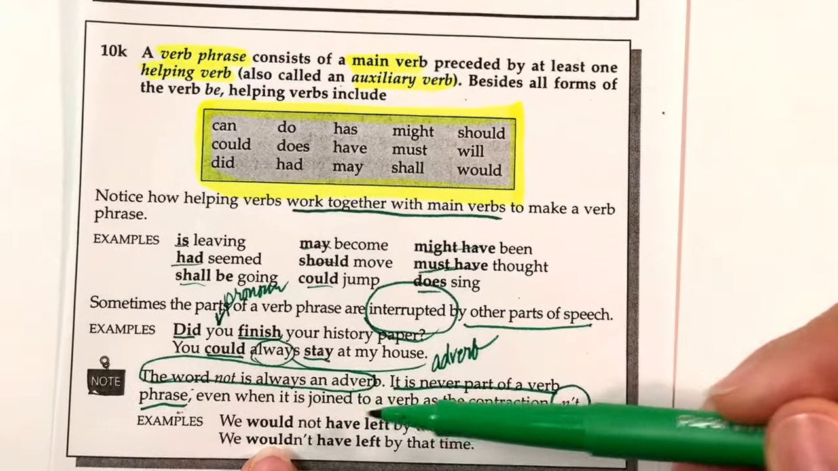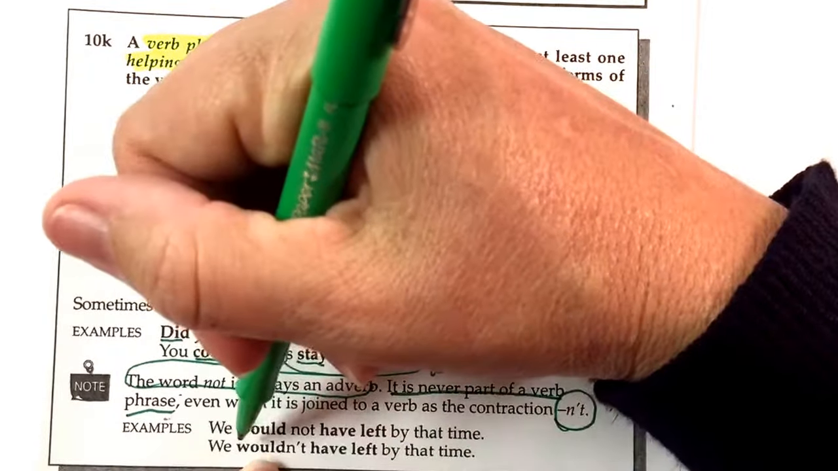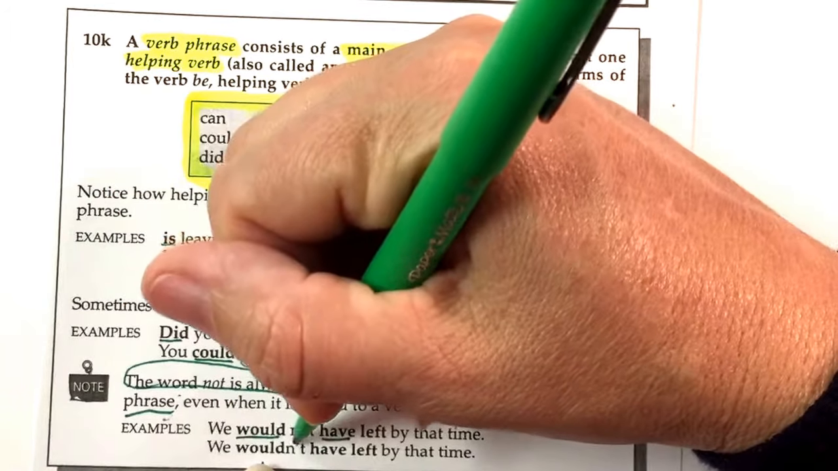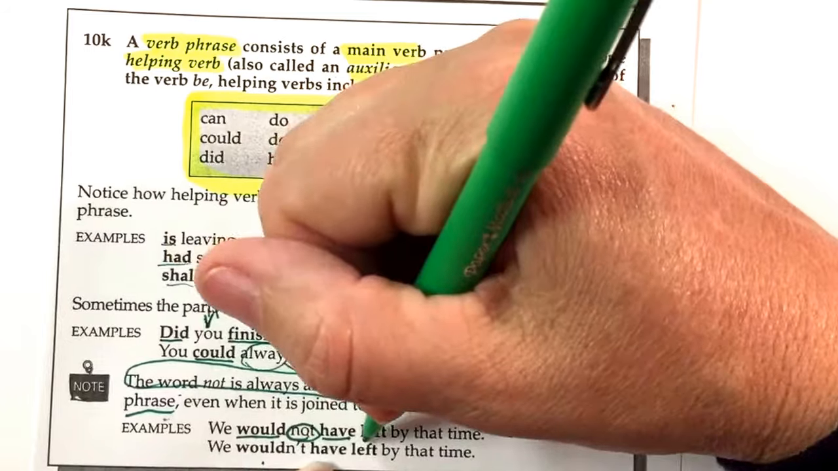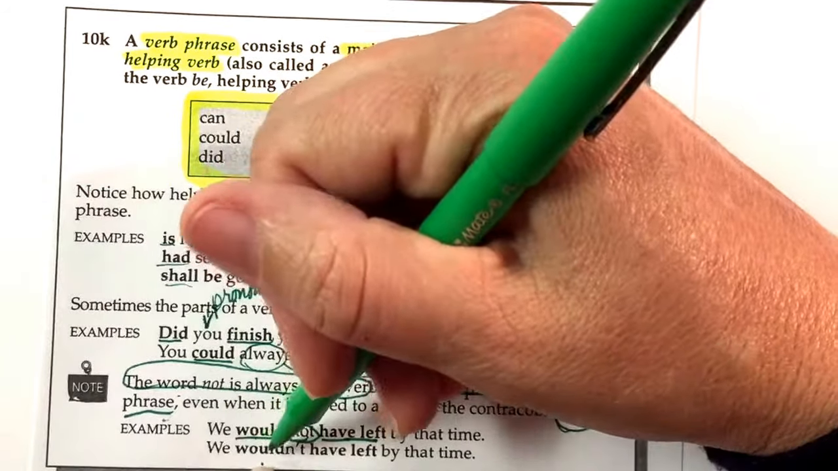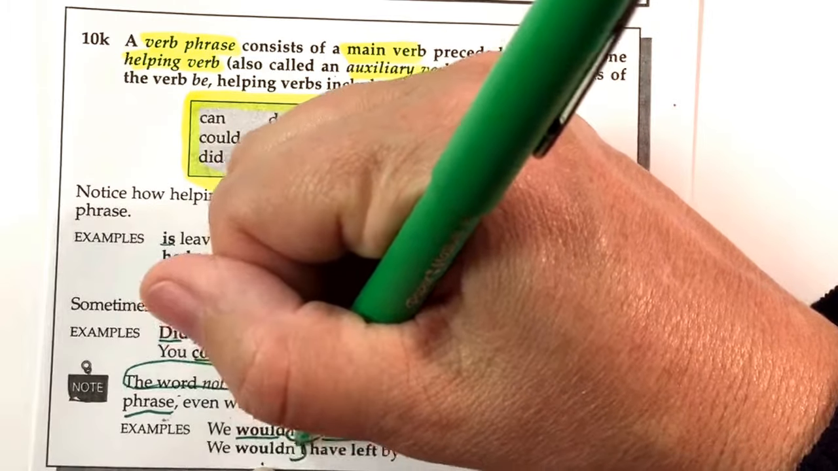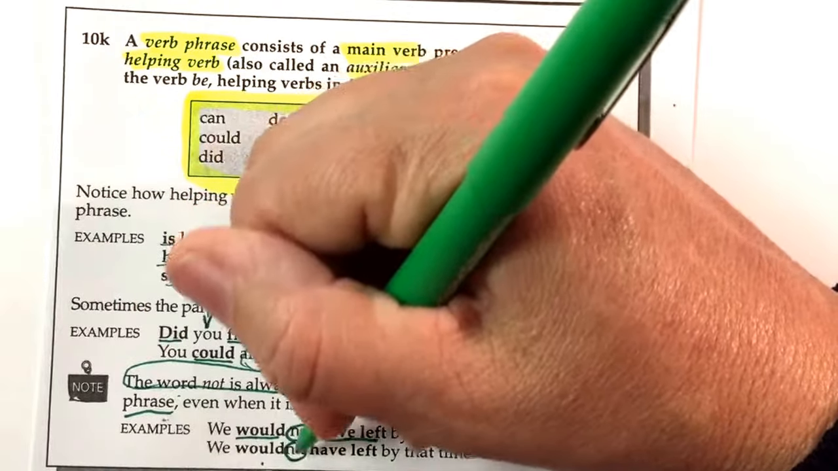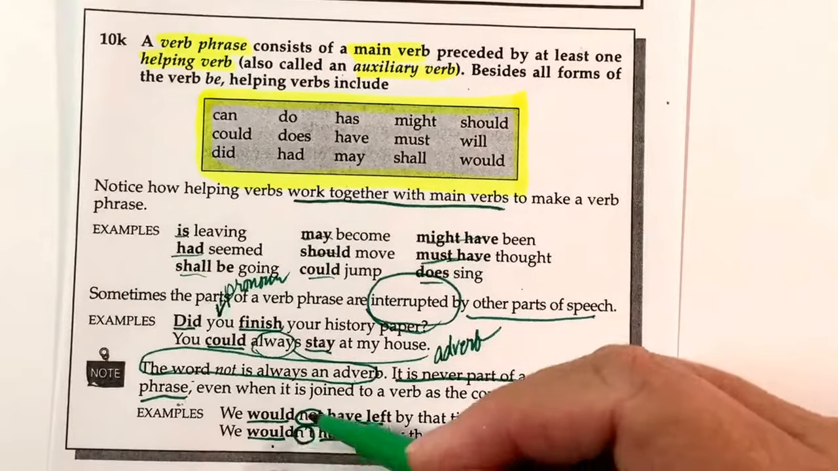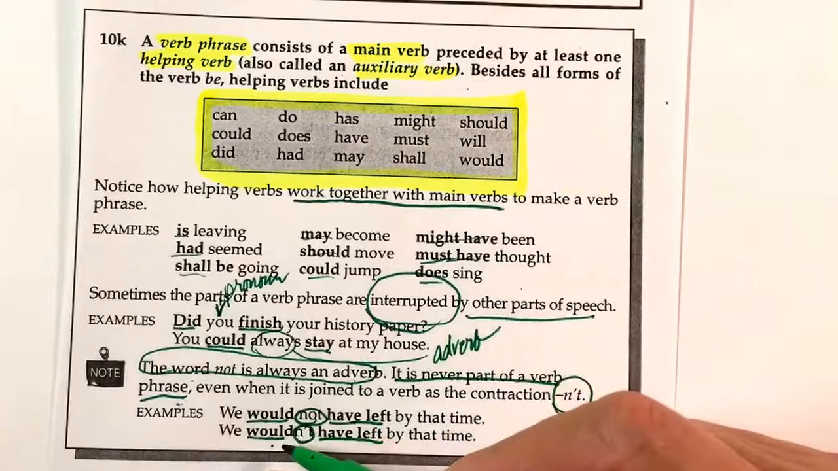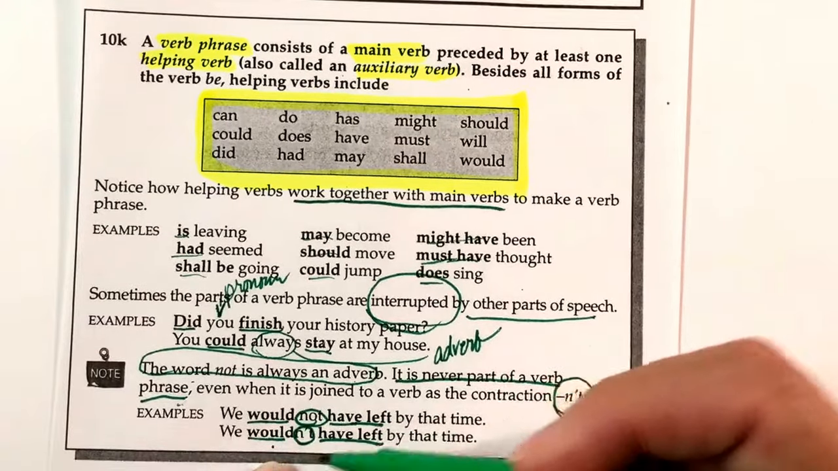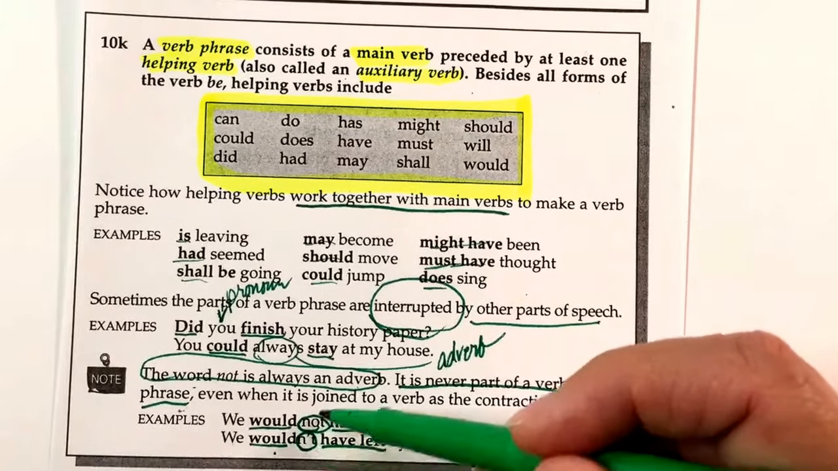We would not have left by that time. So the verb phrase is would have. This is the adverb. It's interrupting. Left, okay, have left. Helping verb and verb. We wouldn't have left. So the n't part of it is the adverb. Would have left. There it is again. It's just a shortened version of the word not. So really the helping verb is would have, and the verb is left. So that's the verb phrase, not the word not or the end of the contraction.